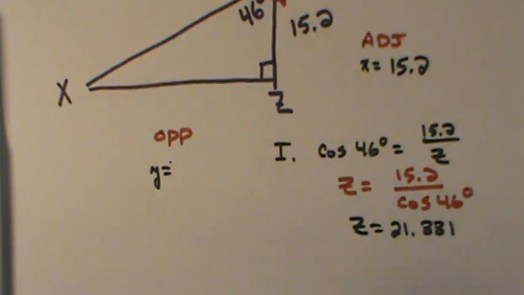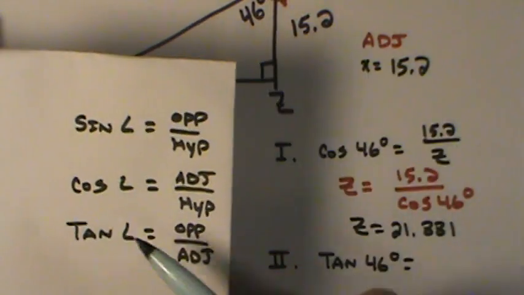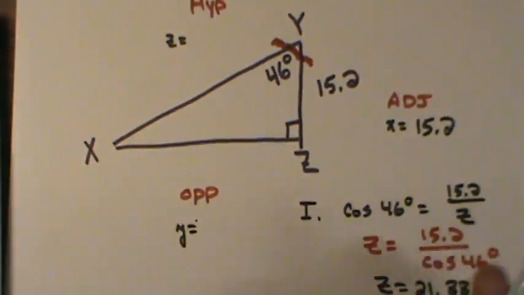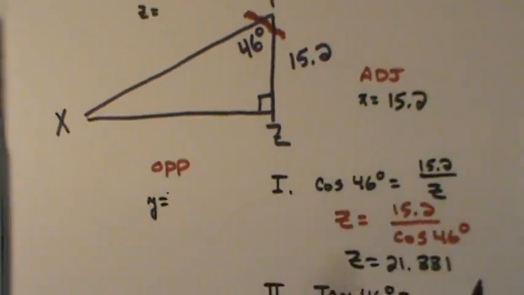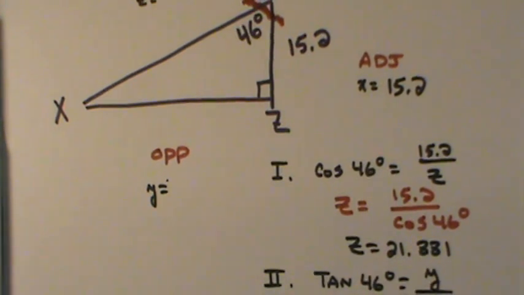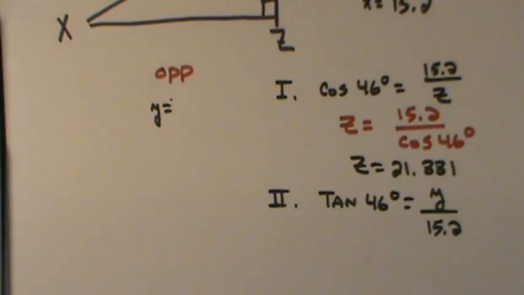Now, I threw sine out, I used cosine, I should be able to set up my tangent. Tangent 46 degrees. It's going to be the same ratio that we have on this piece of paper that you need to commit to memory. Tangent is the opposite over the adjacent. Opposite is y, adjacent is 15.2. So I say y over 15.2. With this setup, with the variable being on the top, I can simply bring that 15.2 over, and this will be a straight multiplication.